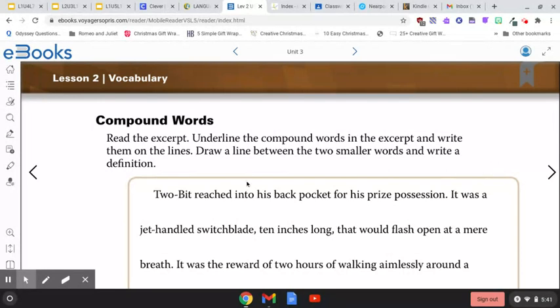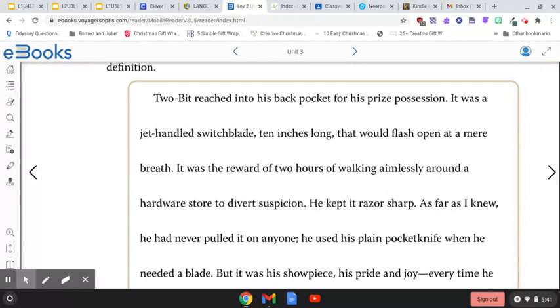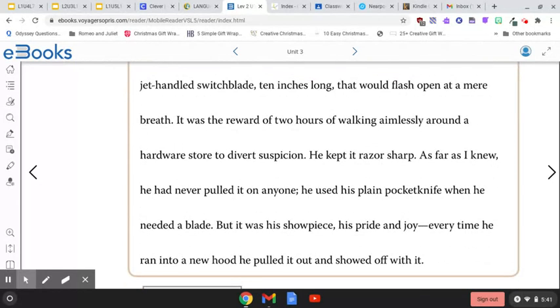Let's read the paragraph together. Two-Bit reached into his back pocket for his prized possession. It was a jet-handled switchblade 10 inches long that would flash open at a mere breath. It was the reward of 2 hours of walking aimlessly around a hardware store to divert suspicion. He kept it razor sharp. As far as I knew, he'd never pulled it on anyone. He used his plain pocket knife when he needed a blade. But it was his showpiece, his pride and joy. Every time he ran into a new hood, he pulled it out and showed off with it.